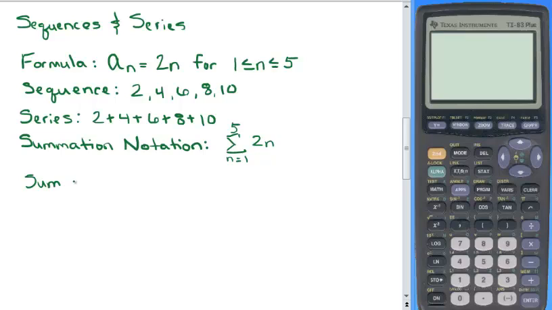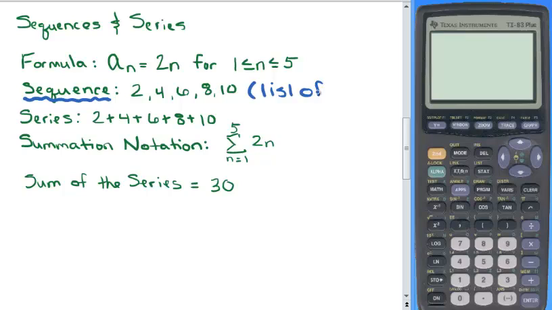Now I will also ask you to give me the actual sum of the series. If I specify that I want the sum of the series, then I'm asking you to actually total up all of those values. So I'm asking you, what is 2 plus 4 plus 6 plus 8 plus 10? And you would tell me 30.